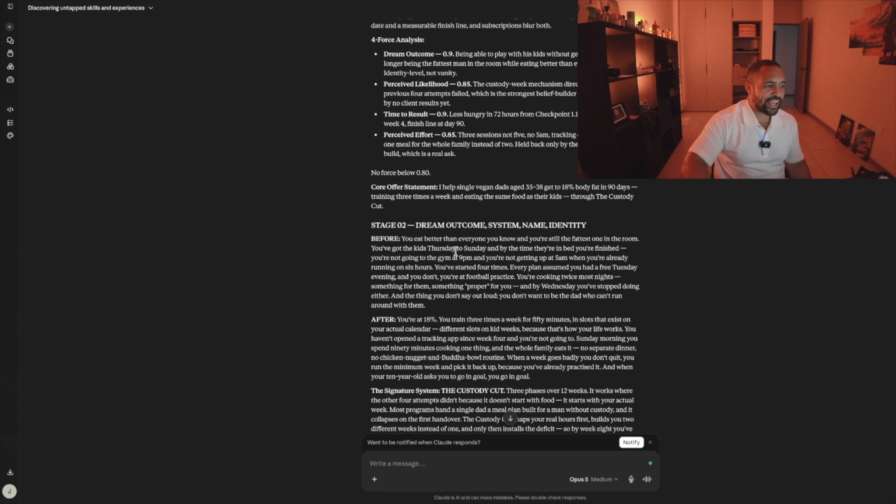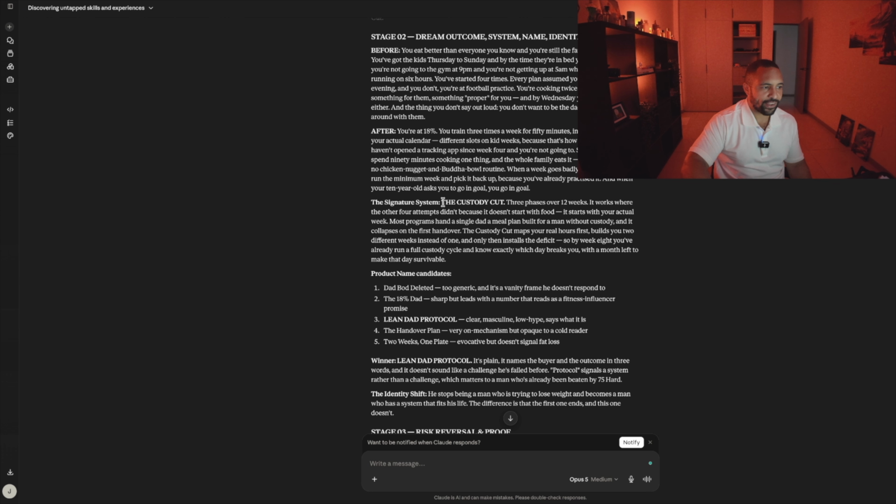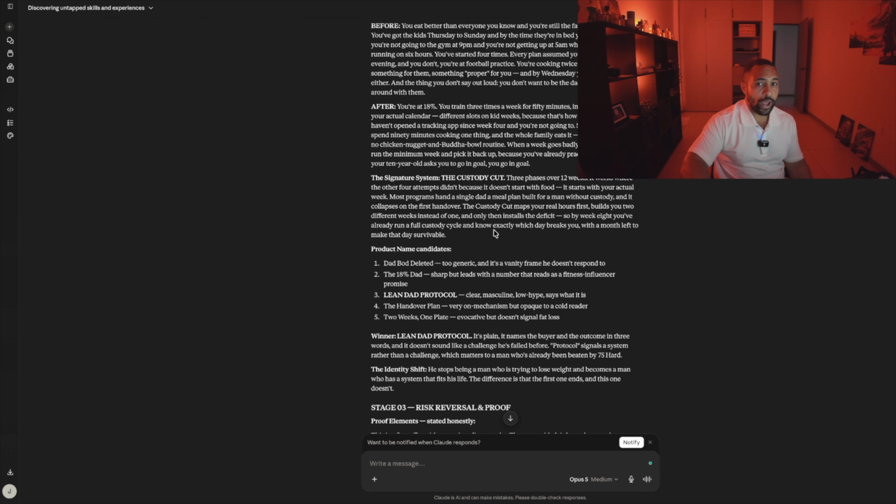Then it moves to stage 2, which is the dream outcome, system name and identity. Okay. Before, after, the signature system is the Custody Cut. Frankly, I would rename that. And then as it comes to actually naming your product: Dad Bod Deleted, the 18% Dad, Lean Dad Protocol. What? Lean Dad Protocol. That's a pretty good one. The Handover Plan, 2 Weeks, One Plate. Garbage.